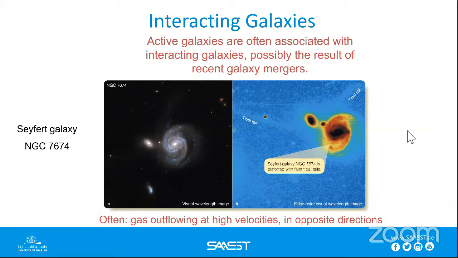So this is another example. You have Seyfert galaxy NGC 7674, and you have here an optical image, and the one to the right is what you call a false color visual wavelength, just to see exactly how these galaxies are interacting. In the visible, you see nothing, just one galaxy here. But if you take this false color, you can see that there is some kind of interaction here and interaction here and so on. So we have some tidal waves that move in opposite directions. This is just a typical active galaxy.